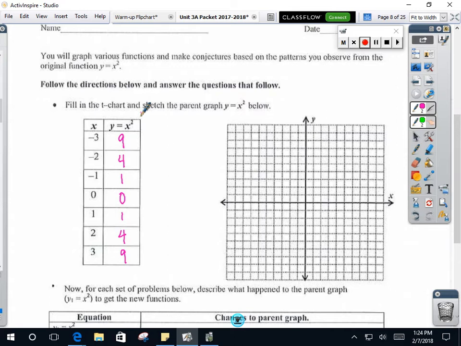Correct. Since you're squaring them, it doesn't really matter that it's a -3, because when you square a -3, the negatives cancel each other out, because a negative times a negative is a positive.